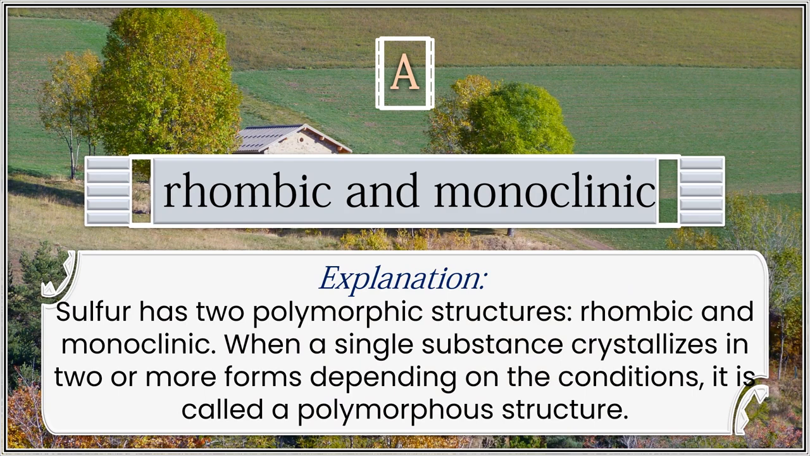The answer is rhombic and monoclinic. Sulfur has two polymorphic structures, rhombic and monoclinic. When a single substance crystallizes in two or more forms, depending on the conditions, it is called a polymorphous structure.